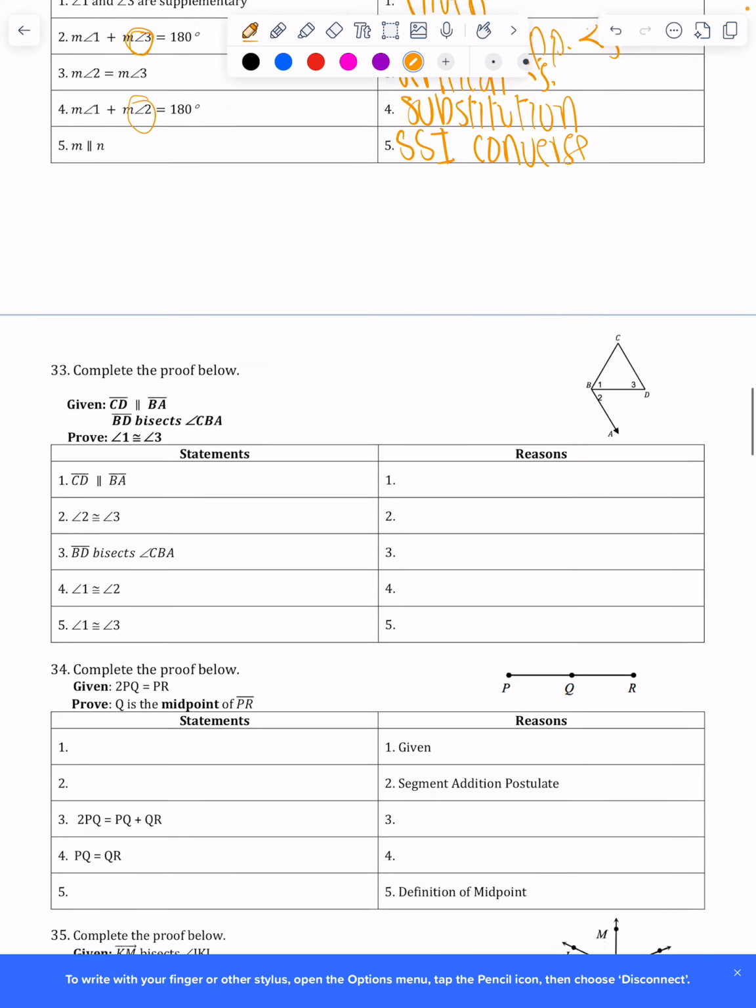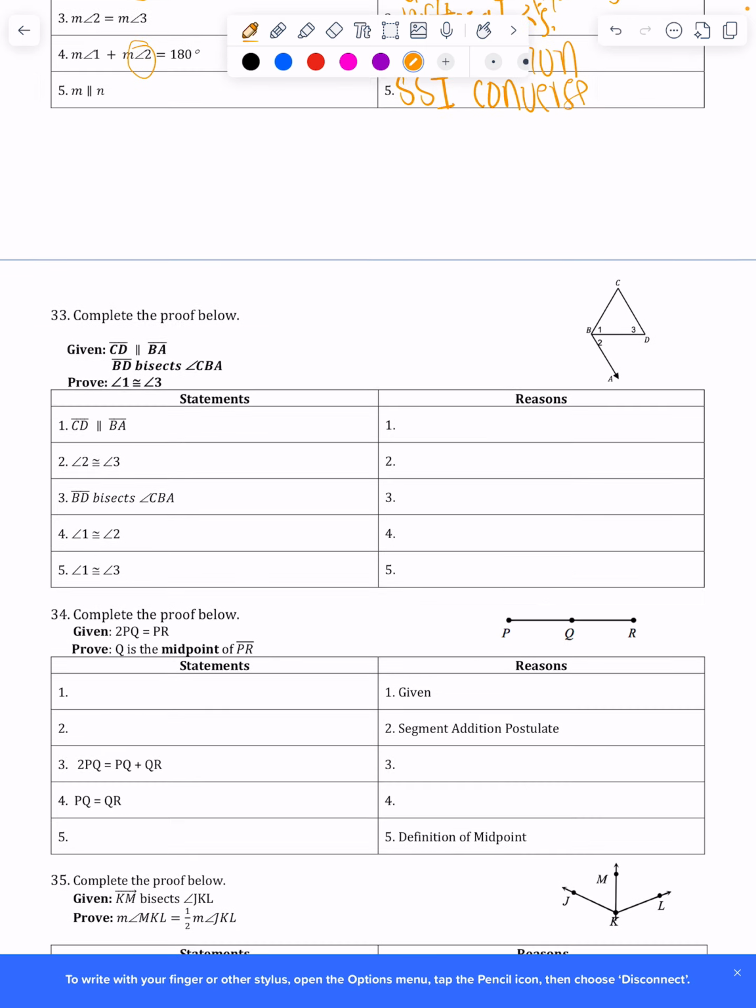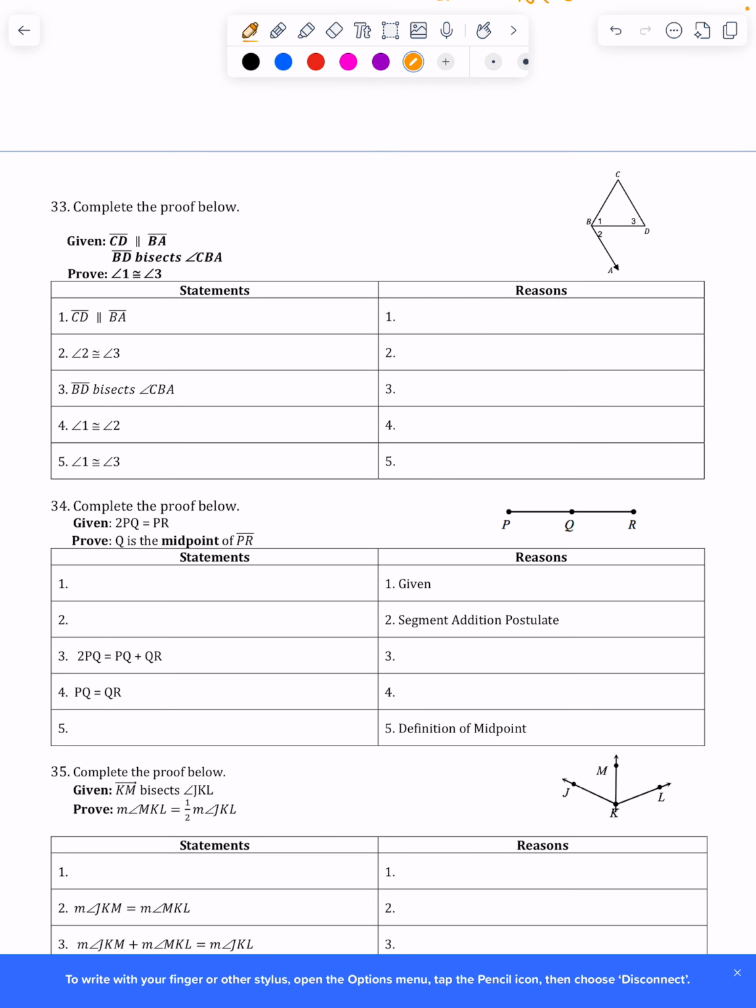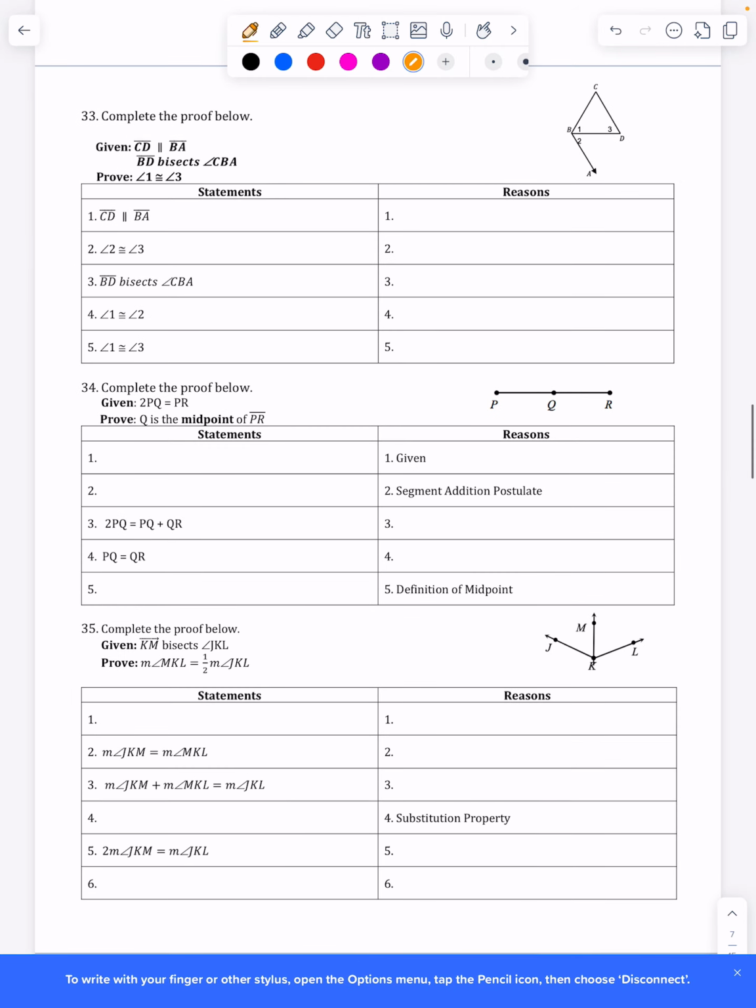All right, and moving right along, I have this wonderful proof. Okay, so I want to prove that angle 1 and angle 3 are congruent. I'm going to jump back to blue here. So CD is parallel to BA. That's given. And just because I'm telling you guys this all the time, I want to extend my lines just so maybe you get a better visual.